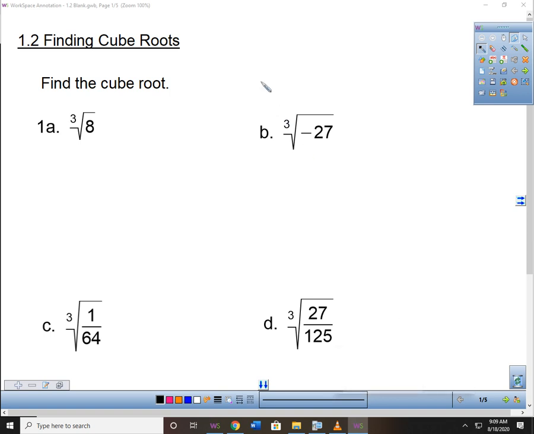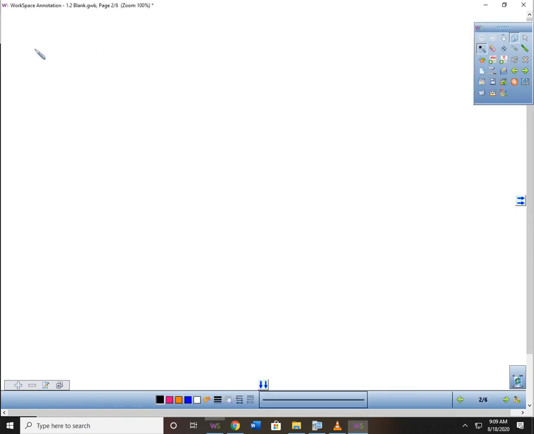Okay, so today we're going to start talking about finding cube roots. Before we jump into the cube roots, let's just take a second and talk about square roots. You guys know how to take a square root, I hope. And we talked about this a little bit the other day. So let's say I've got the square root of 9.